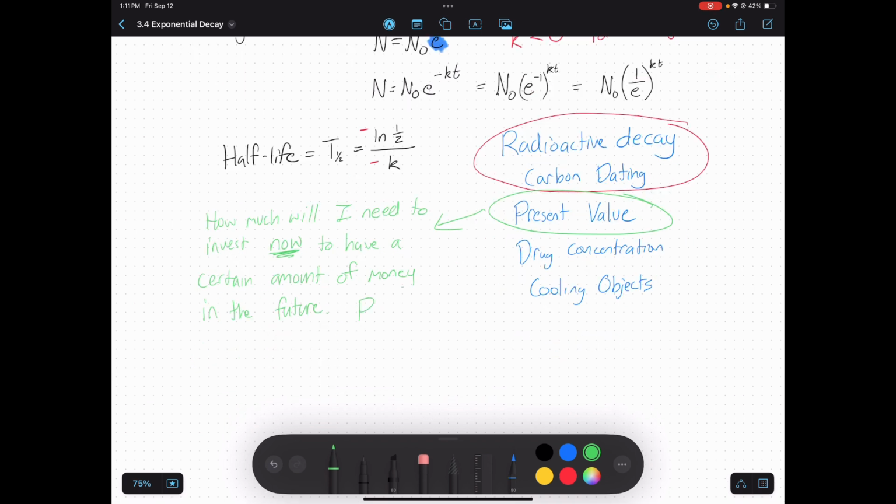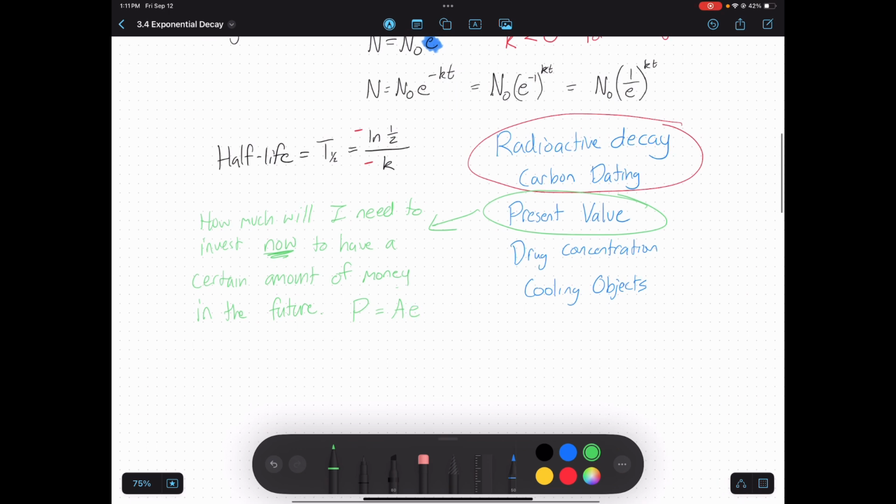the amount that I'm starting with, is equal to your actual amount, your future value, a lot of times we call that your future value, times e to the negative rt. So it's the same exact formula, except we're switching places of your final value and your starting value, and we're making the rate negative because we're working backwards. So that's present value, and it's another example of exponential decay.